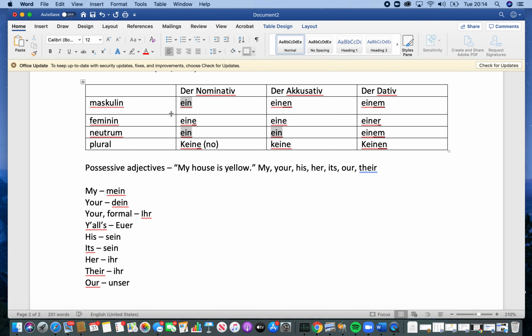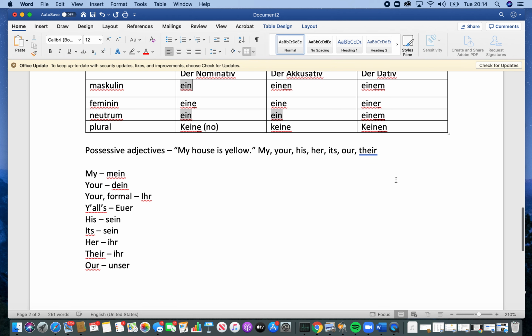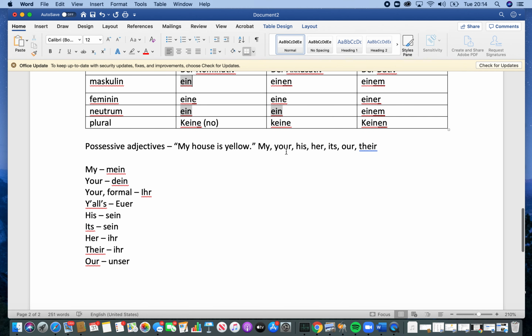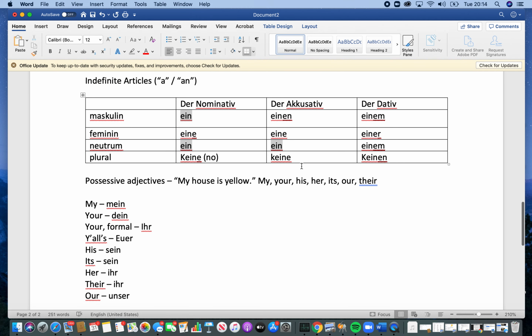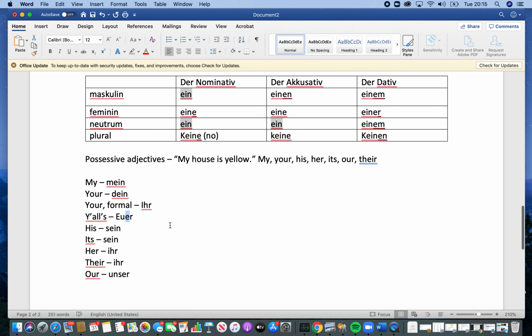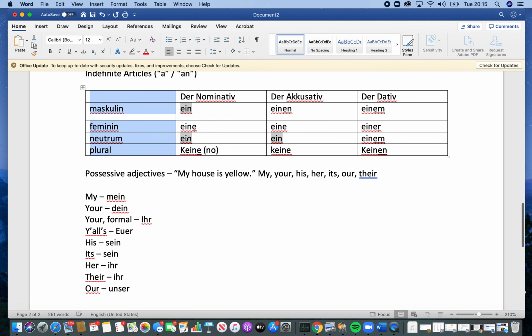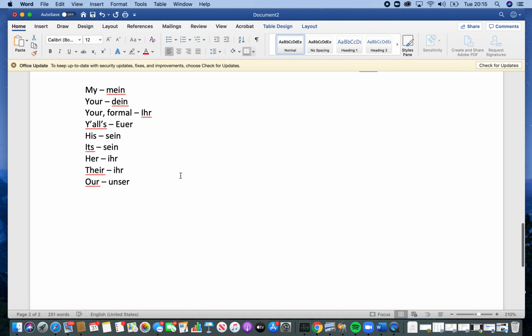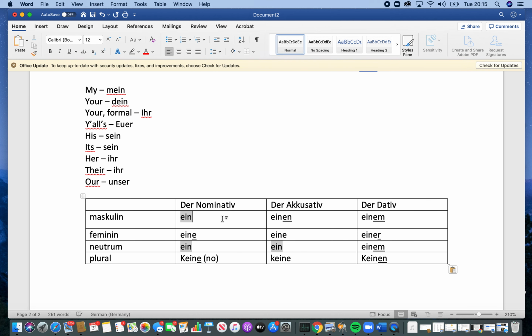So that would be masculine nominative and neutral nominative and accusative, so das words. Otherwise, we add the same endings, and then the only caveat with that is that euer sometimes loses this E in the middle. So let me copy this real quick, and I'll just go through euer with you guys. So euer.